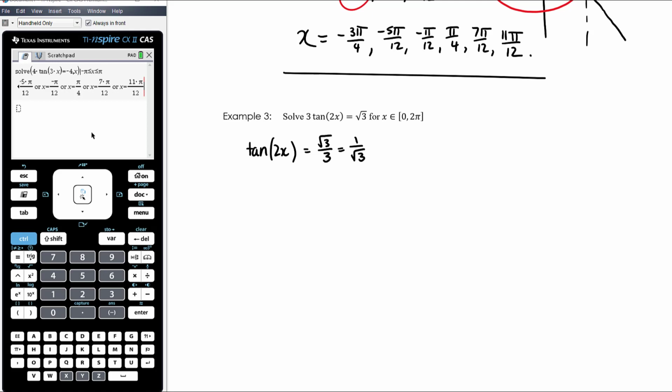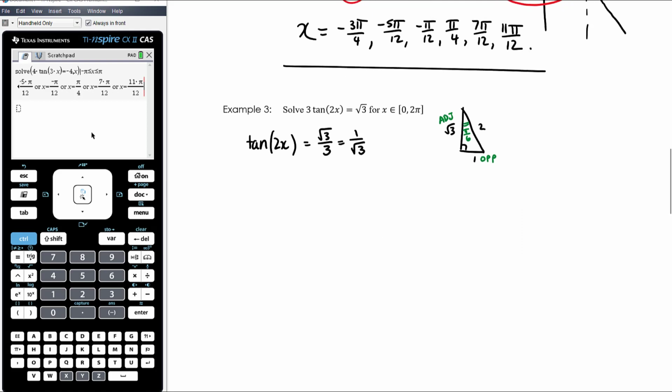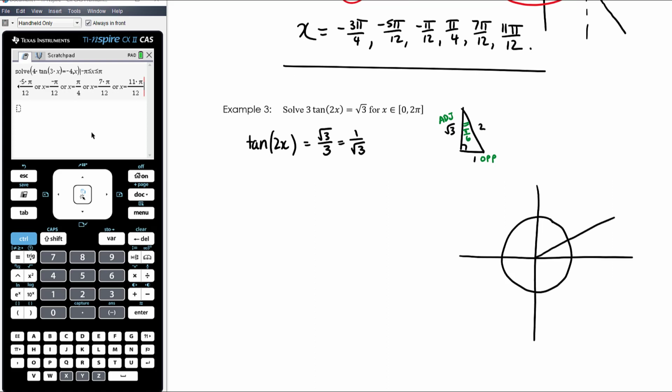So 1 on root 3, thinking through my exact values, I know that's going to come from this triangle where we have 1, root 3, and 2. So if I need tan to equal 1 over root 3, it means this has to be the opposite side and this has to be the adjacent side, and so therefore we must be talking about this angle up here, which is half of 60 degrees, 30 degrees, which is pi on 6. So pi on 6 is our reference angle. Tan's equal to a positive value, so our solutions are going to be in the first and third quadrants where tan is positive. Okay, so pi on 6 up here, and pi on 6 down here.